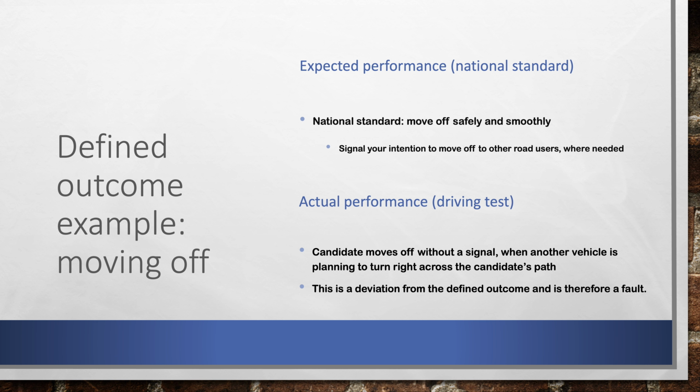So here's an example of a defined outcome. Let's take moving off safely. The expected performance, as described in the national standard and in Driving the Essential Skills, could be signal your intention to move off to other road users where needed. Now, if the driver, the candidate, the learner, whatever you want to call them, moves off without a signal when another vehicle is planning to turn right across their path, well, that could be a deviation from the defined outcome and could therefore be a driving fault.